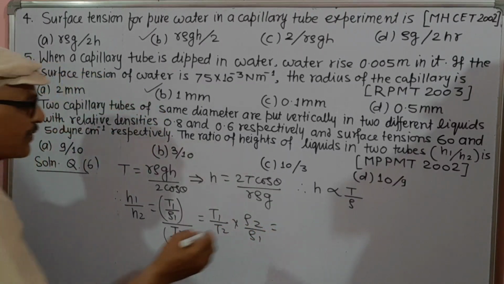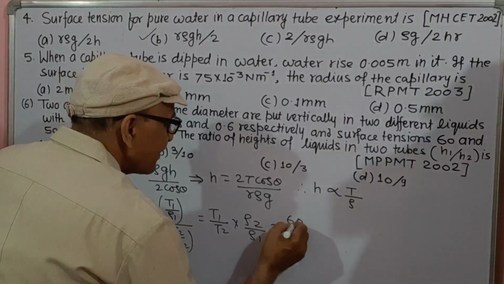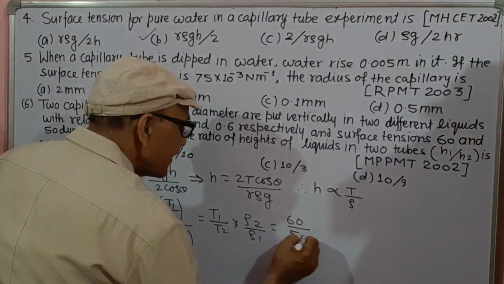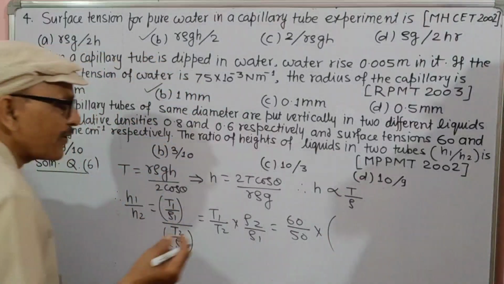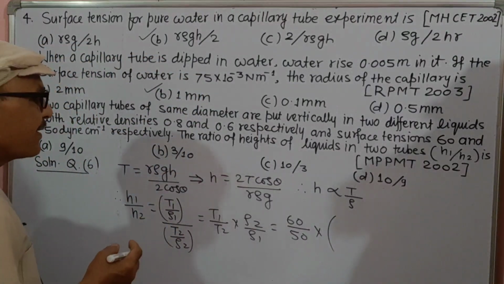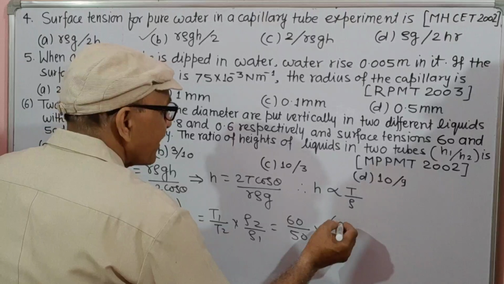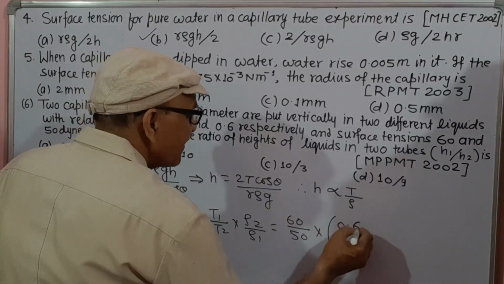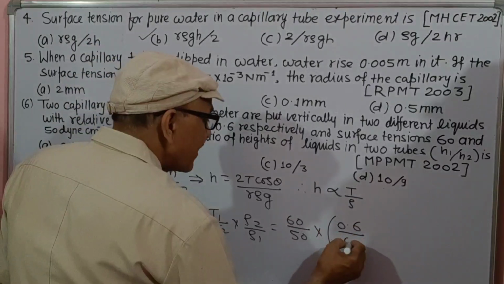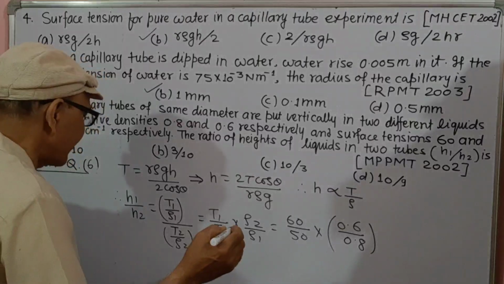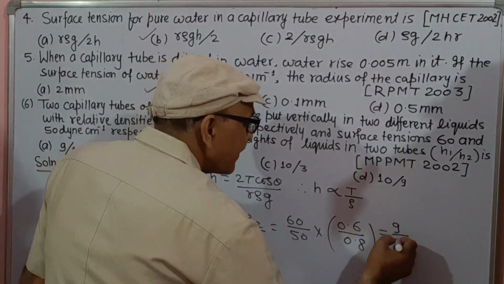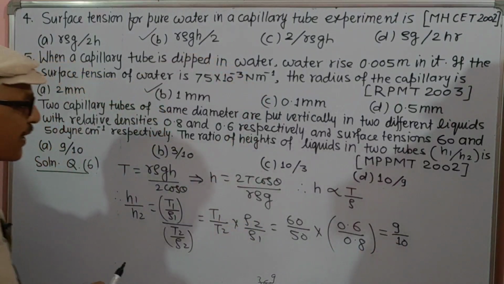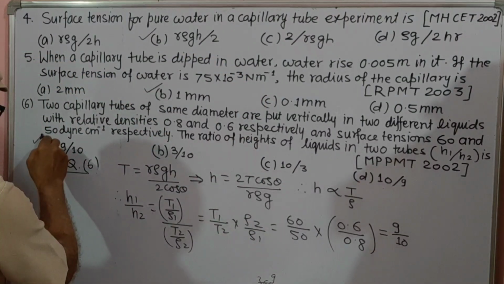T1 upon T2 is given to be 60 is to 50, and rho 2 upon rho 1 is equal to the ratio of their relative densities, which are 0.6 and 0.8. After simplification, we get the ratio as 9 upon 10. So the correct option is A.